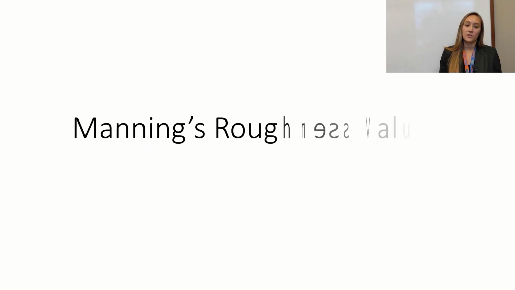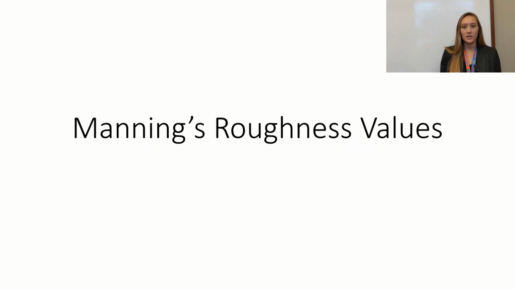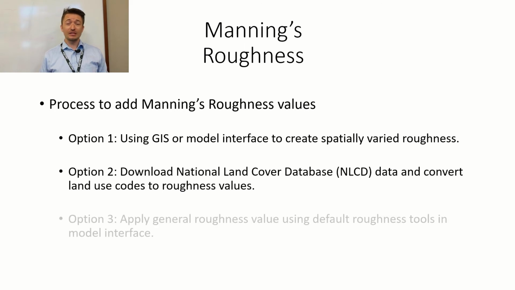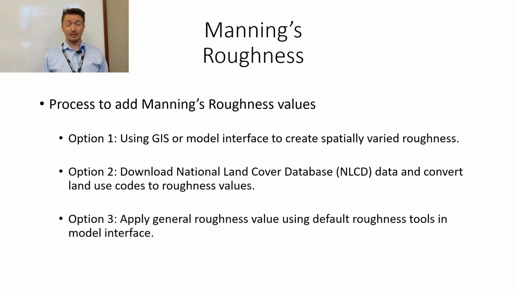The next mistake I'd like to bring up is regarding Manning's roughness values. Initially, I kind of thought applying Manning's roughness values to my model was pretty straightforward. It seemed like something that doesn't need a lot of attention. The process of adding Manning's values is pretty straightforward, but there is a lot of room for assumptions and lack of definition that can actually impact your model.